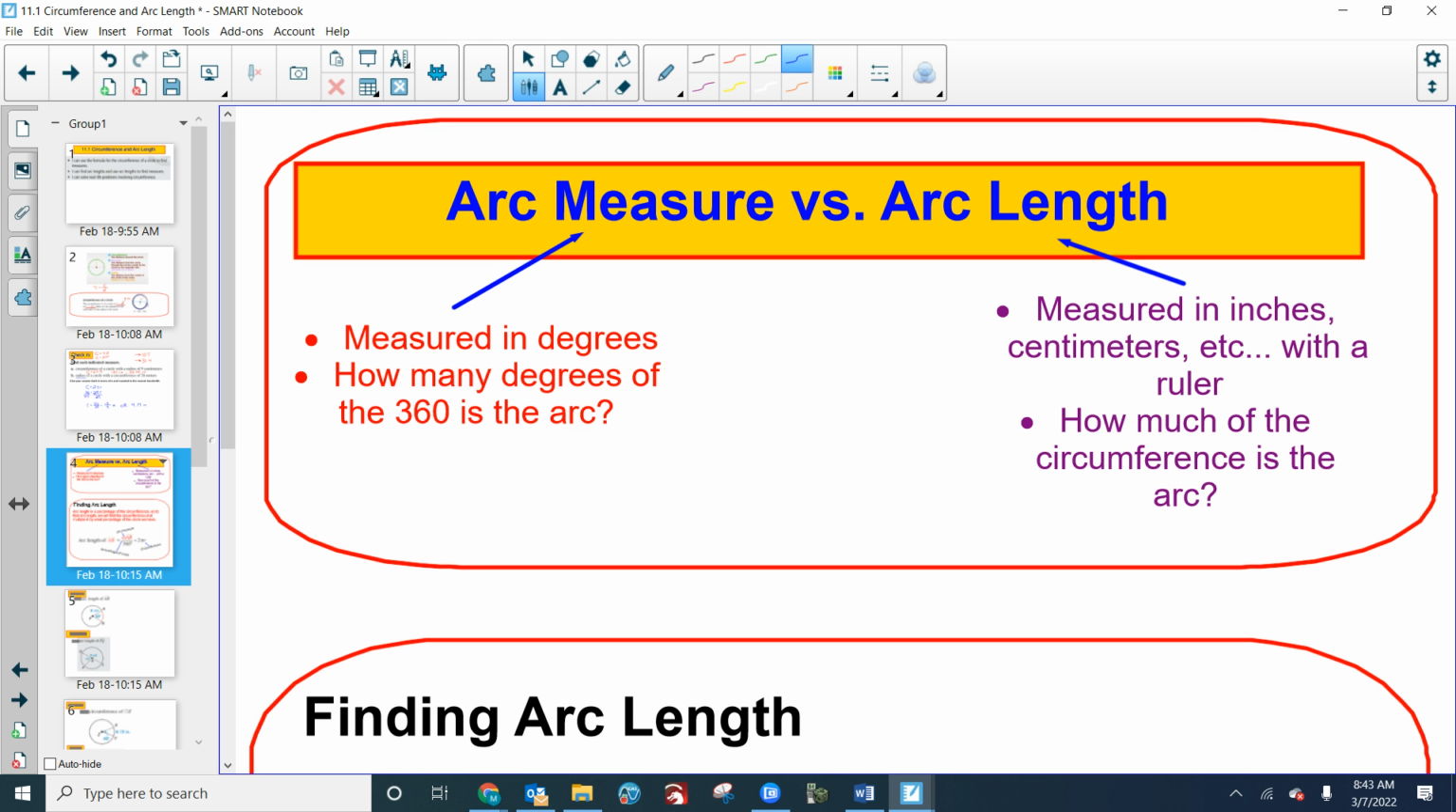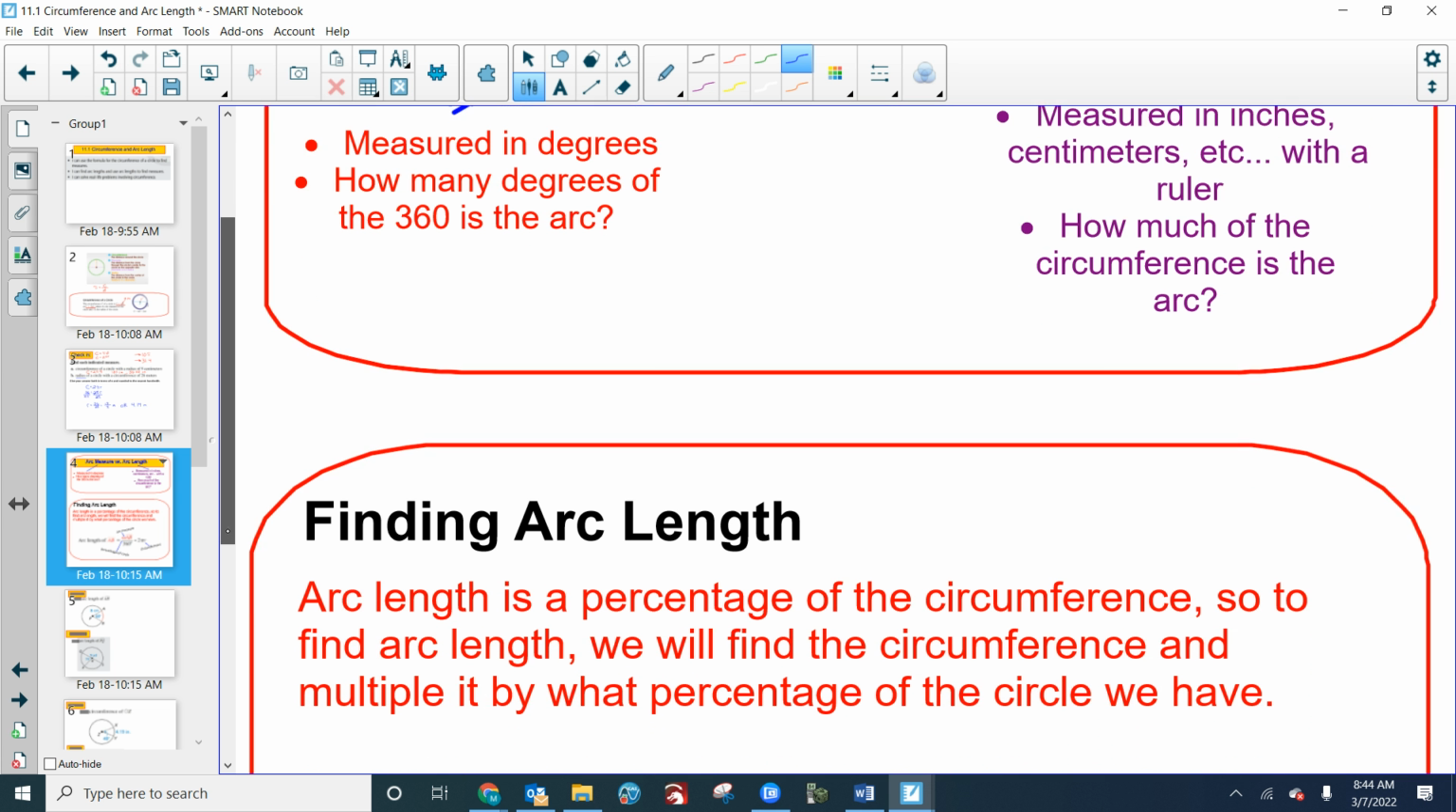How much of the circumference is the arc? Okay. So what's a full rotation around a circle? 360. What's the full distance around a circle? Pi times diameter? Or 2 pi r? That's the circumference. Isn't that the distance around a circle, right? Distance, circumference, synonymous, okay? So we're going to find arc length today.